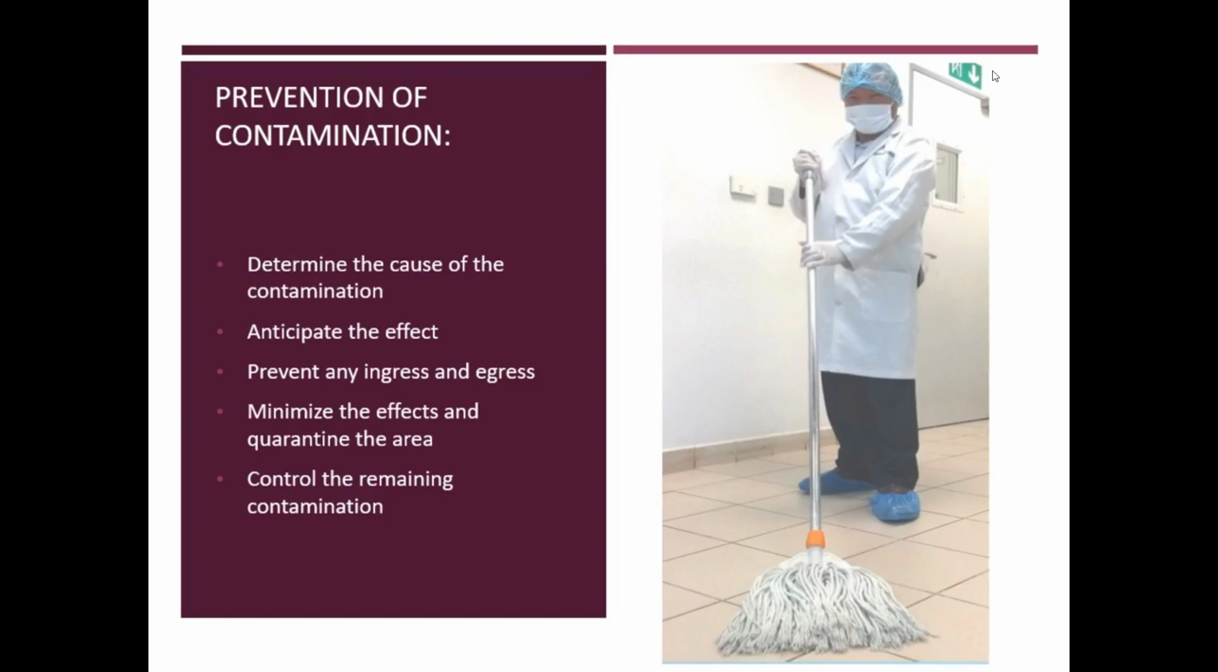Prevention of contamination, some obvious points would be to determine the cause of the contamination, anticipate the effect of a particular work practice in your area. Is that going to cause contamination? If so, change it, remove it, prevent any ingress or egress of possible contamination to the area, and minimize the effects and quarantine your area. So prevent personnel coming and going from that area if it's not necessary, and control the remaining contamination within your area if it has been contaminated.